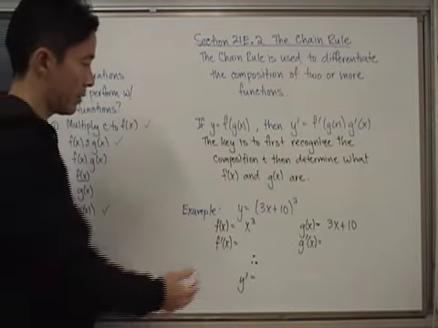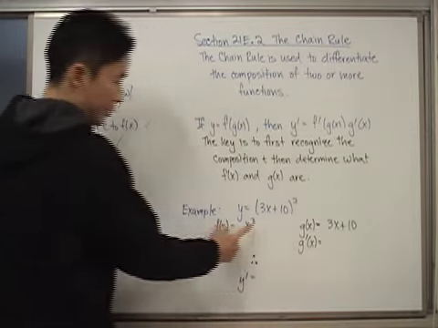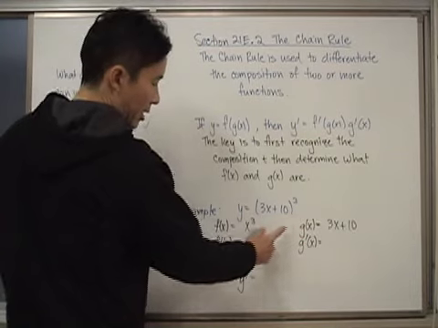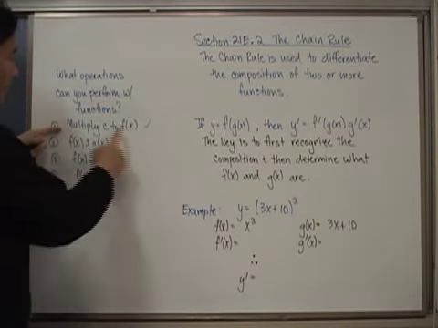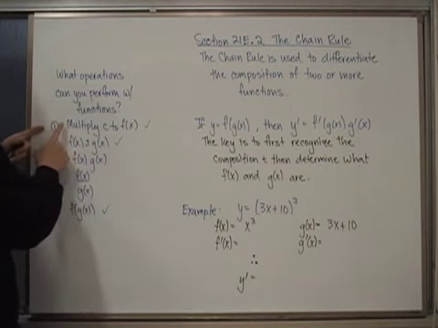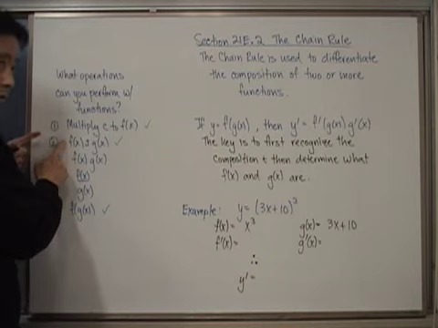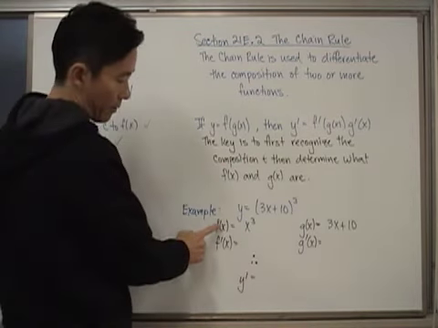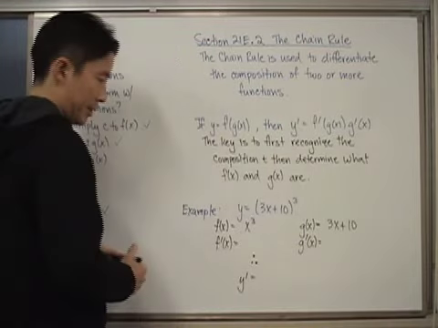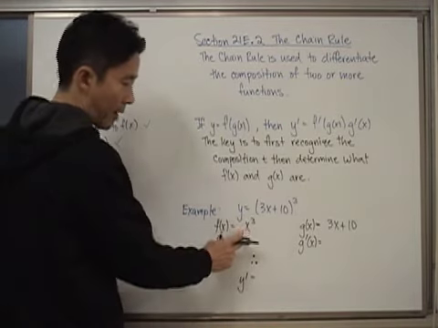Okay, now that we've established what f of x and g of x are, we can use our simpler rules, the scalar multiple rule, the sum and difference rule, as well as the power rule, to differentiate f of x and g of x. So if I differentiate f of x, I use the power rule.